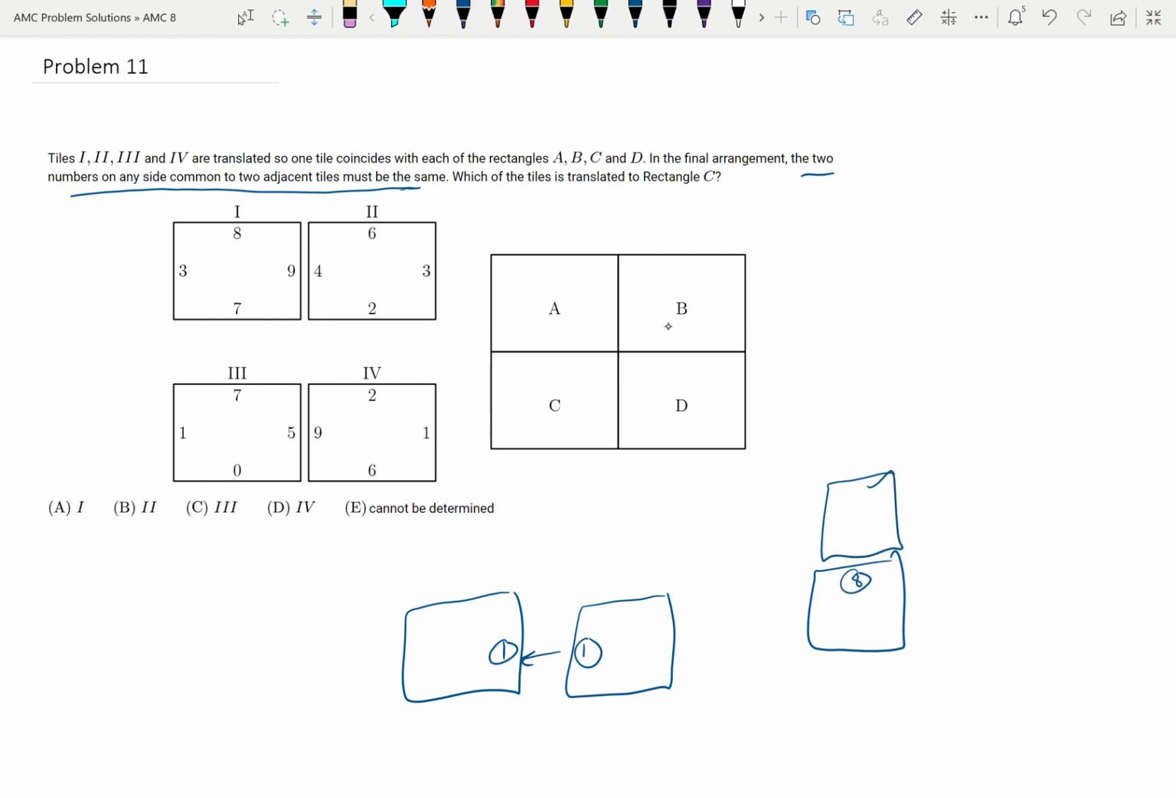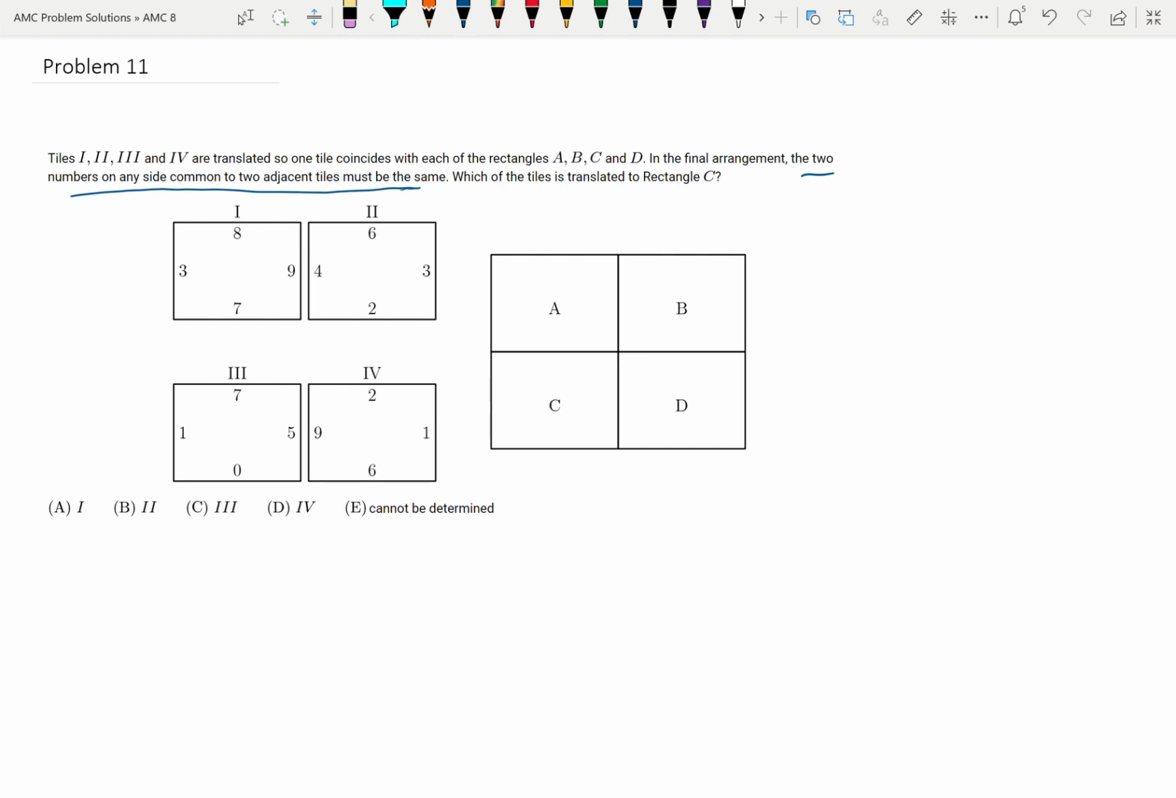Okay, so looking at this problem, the way I want to start this is just by circling numbers that show up twice between tiles, because if there's a number that doesn't show up twice, then that's not going to be able to coincide with another tile.